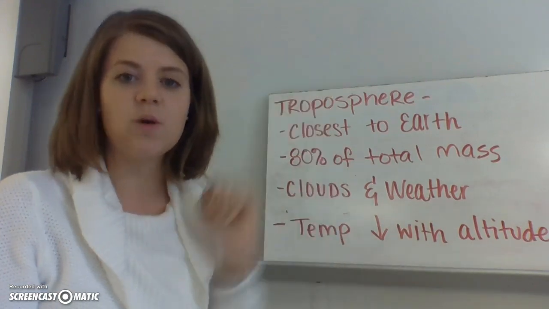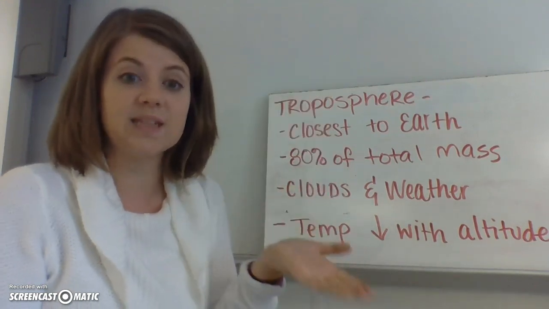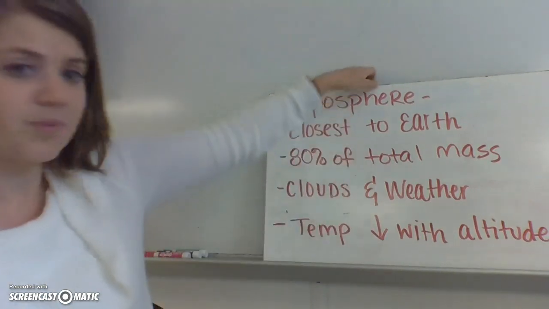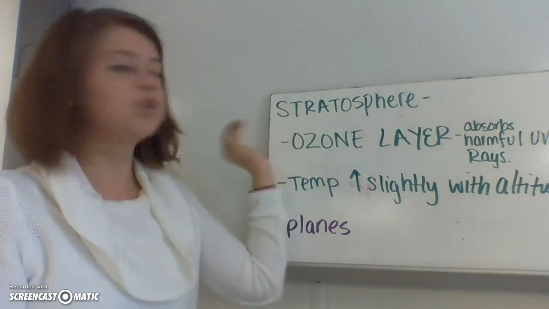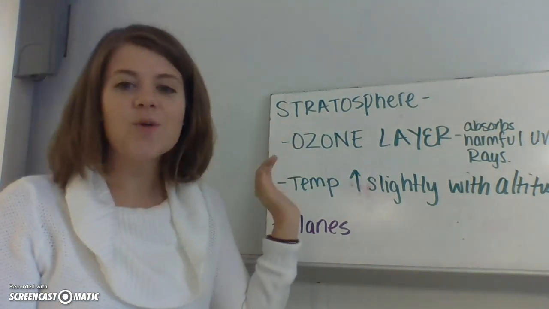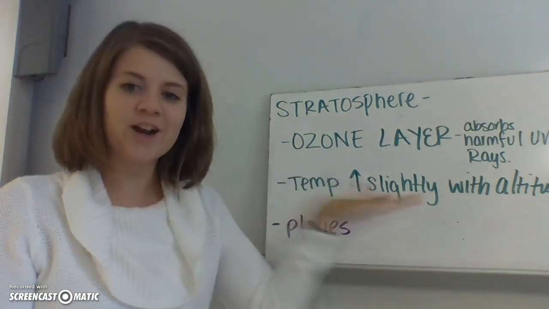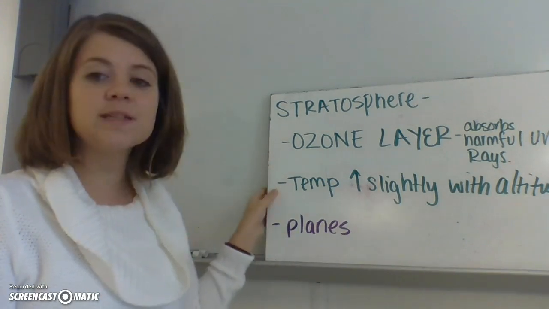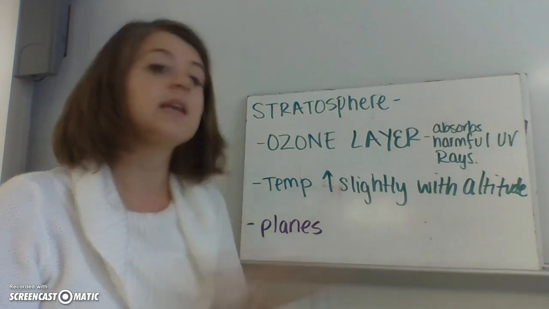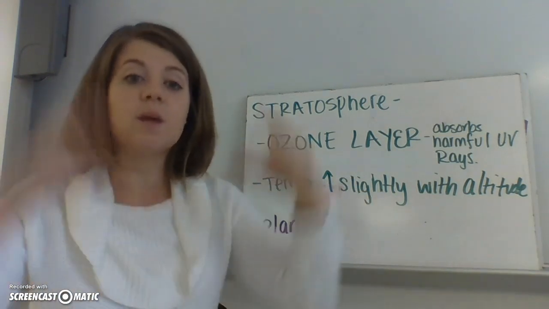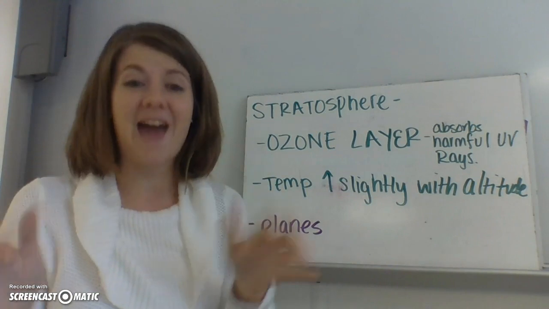So what happens as you go up a mountain? Well, it gets colder, right? Exactly. So moving on up, we are going to see the stratosphere, also known as the ozone layer. What does ozone do for us? Well, ozone helps absorb those harmful UV rays that we don't want. So we're going to talk about the ozone hole and why that's a bad thing.